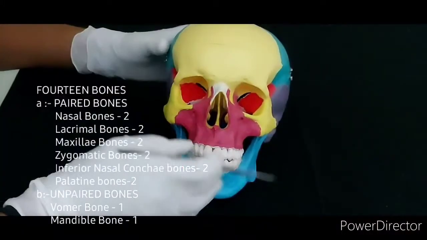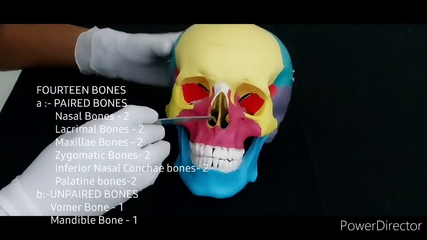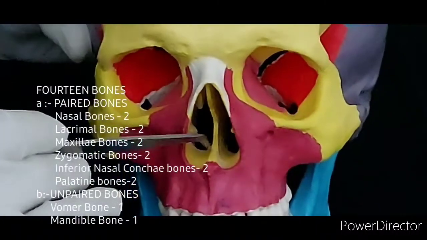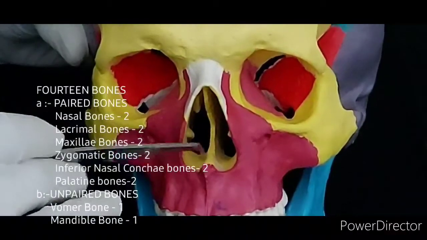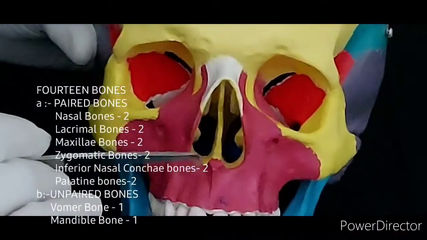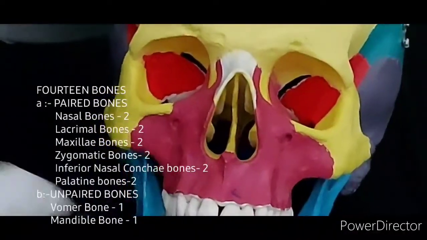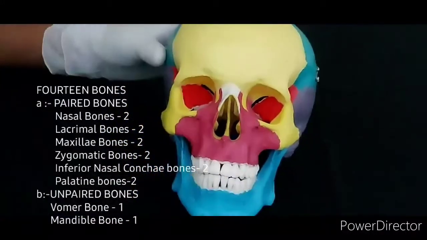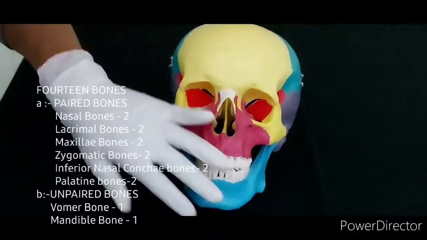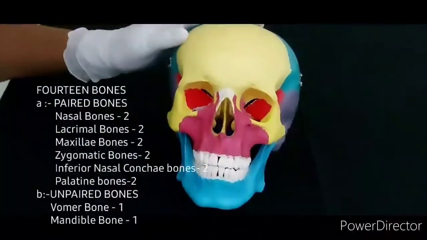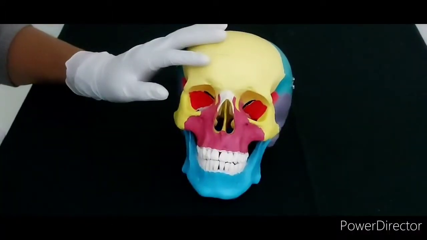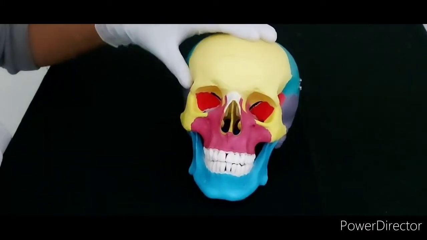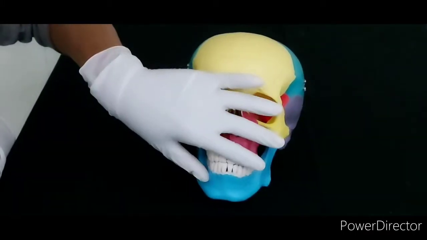The unpaired bones are the vomer bone, this portion, and the mandible, the bone of the lower jaw. So these 14 bones together form the viscerocranium. Now today we are focusing on the study of norma frontalis or the frontal view of the skull.